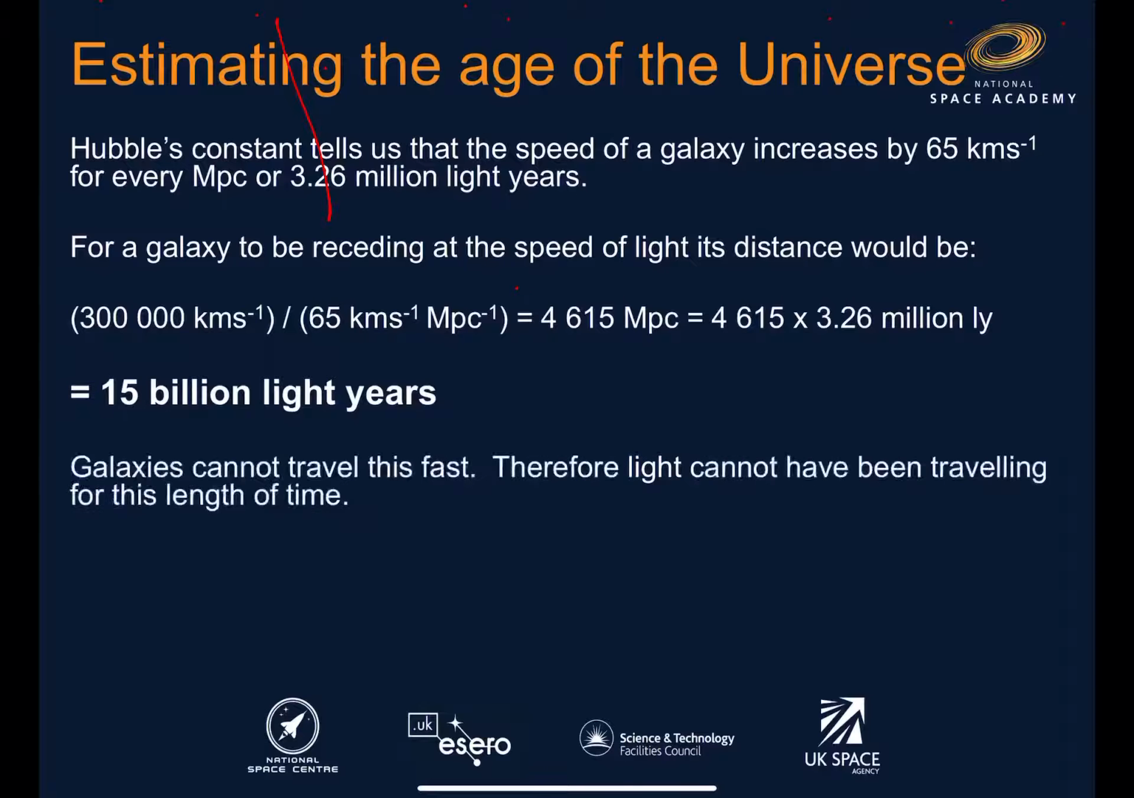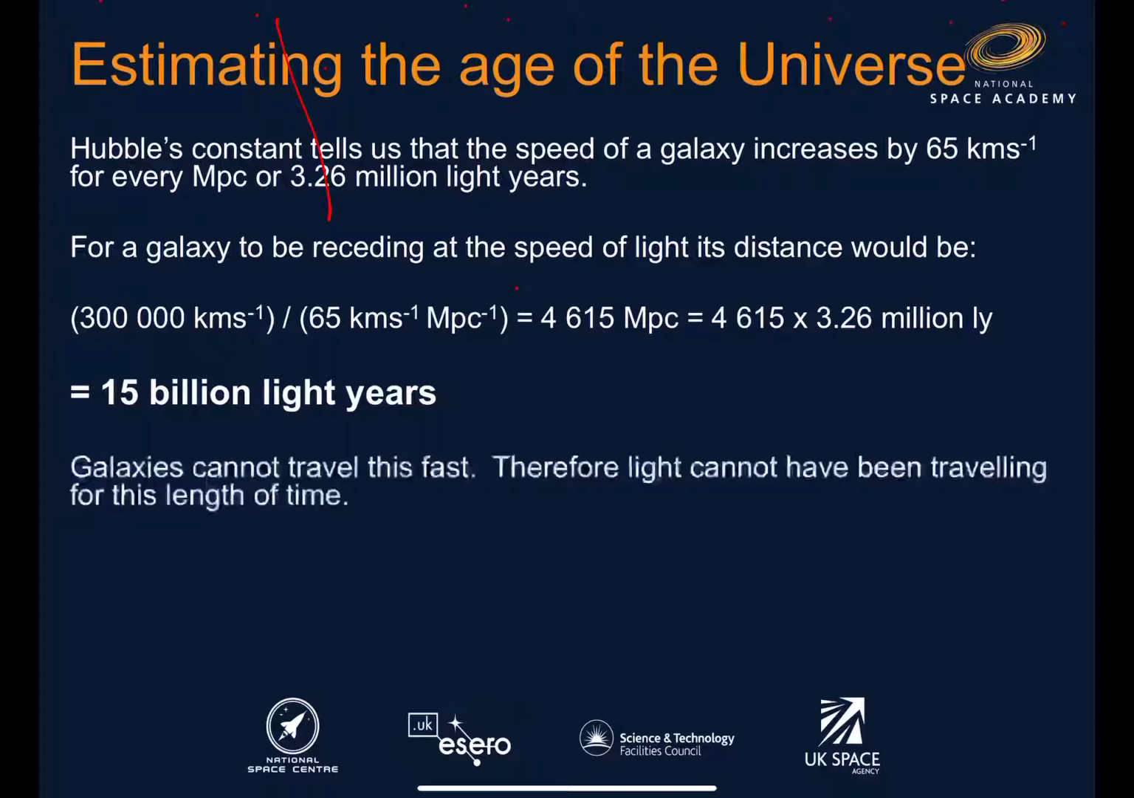So we've just put that into the Hubble equation. Galaxies cannot travel at the speed of light. It's impossible. Actually, anything with mass is unable to travel at the speed of light because some of the stuff that Einstein did on relativity, that we're not going to mention, tells us that their mass will increase massively as they approach the speed of light. So this puts a limit on the age of the universe. It cannot be more than 15 billion light years.